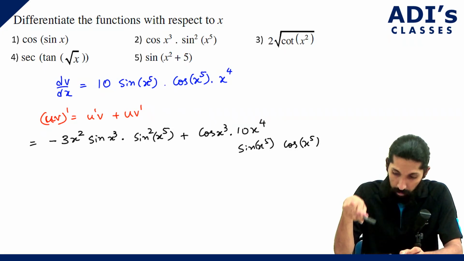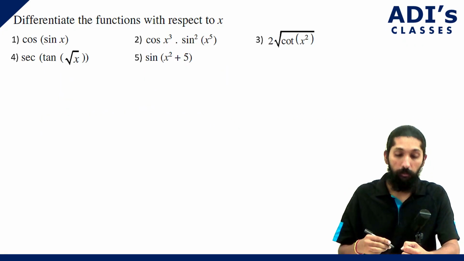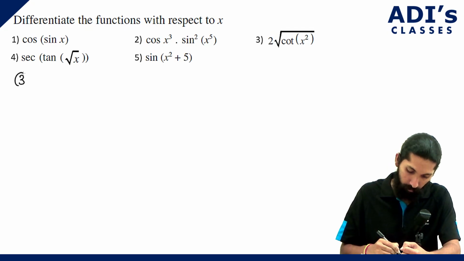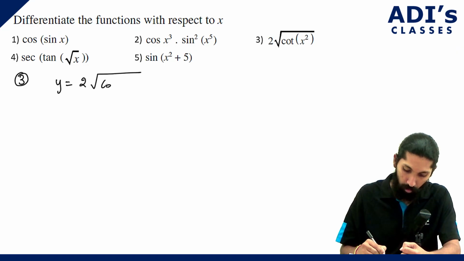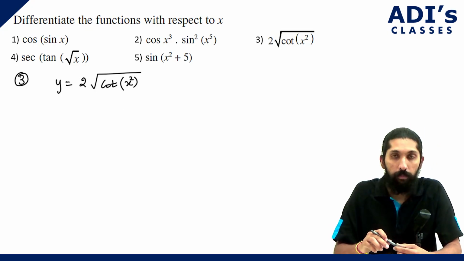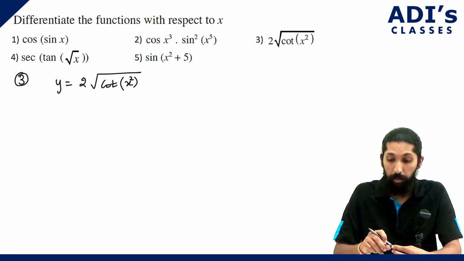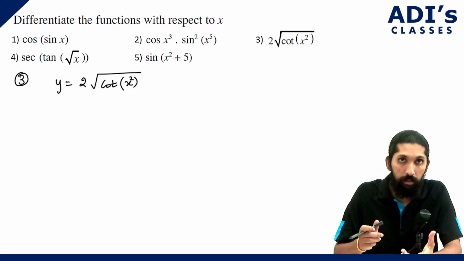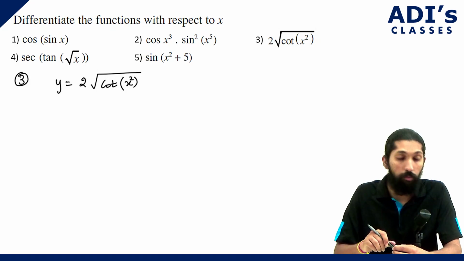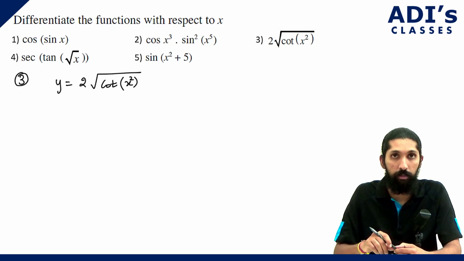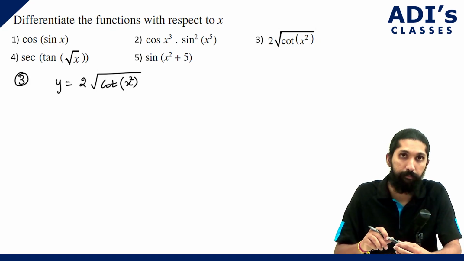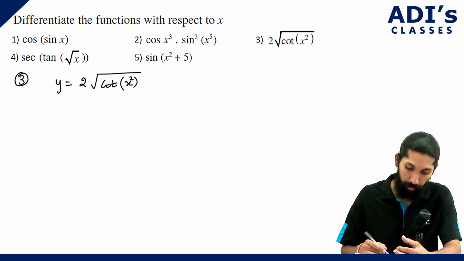All right, let's do the third one now. For the third one, see again, y is equal to 2 root of cot x square. Guys, please remember one thing, the x square and root you cannot cancel, because that x square is like an angle, understood? So always keep this in mind. Anyway, now what do we do?